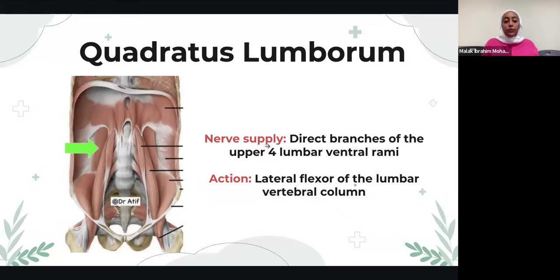How can you remember this? We said the quadratus lumborum is lateral. So remember that since it's lateral, it will do the lateral flexion of the lumbar vertebral column. What is the lateral flexion? It's basically bending. So when you bend to the side like this, what helps in bending, which is the lateral flexion, is the quadratus lumborum.